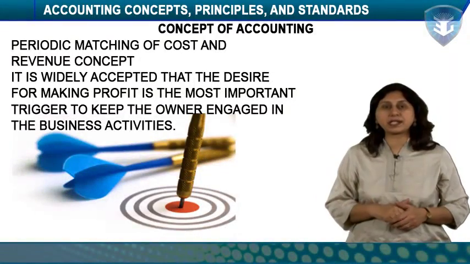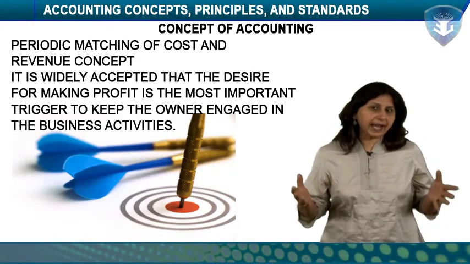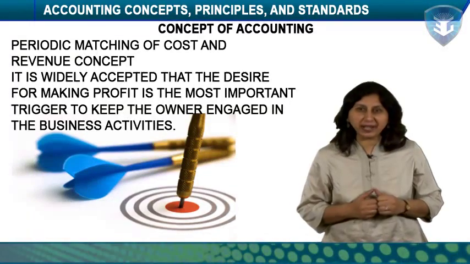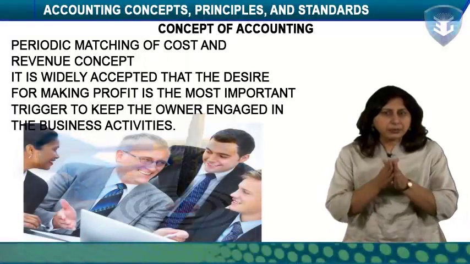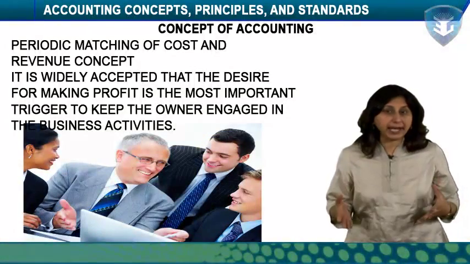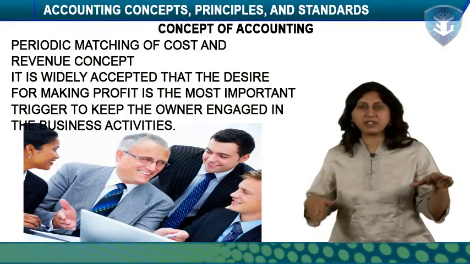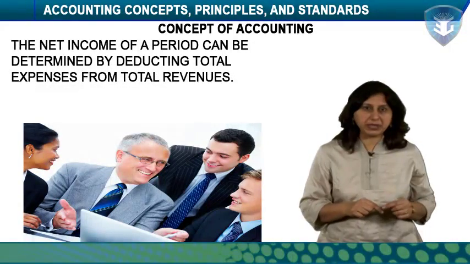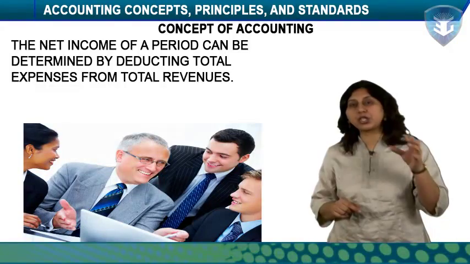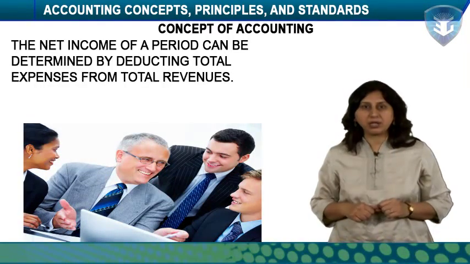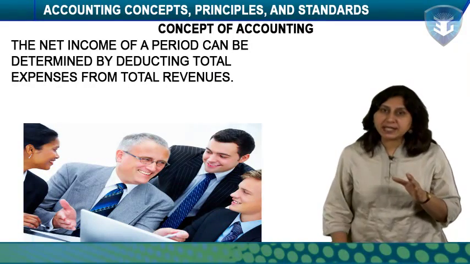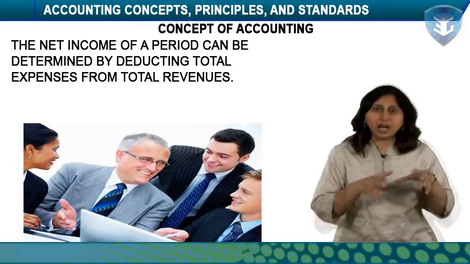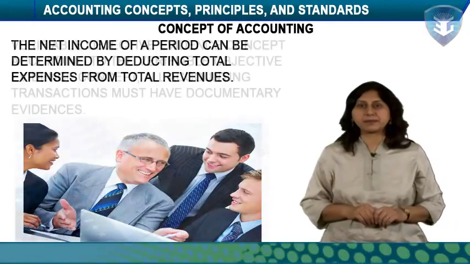Periodic matching of cost and revenue concept. It is widely accepted that the desire for making profit is the most important trigger to keep the owner engaged in the business activities. The profit earned by an organization can be calculated by matching the revenues received with the cost incurred during a specific duration. The net income of a period can be determined by deducting total expenses from total revenues. On the basis of this concept, adjustments are made in the final accounts for all the prepaid expenses, outstanding expenses, accrued incomes, and unearned incomes.